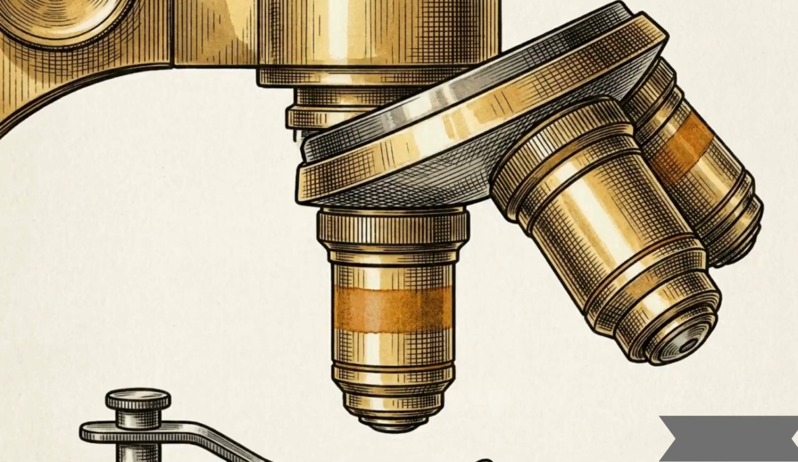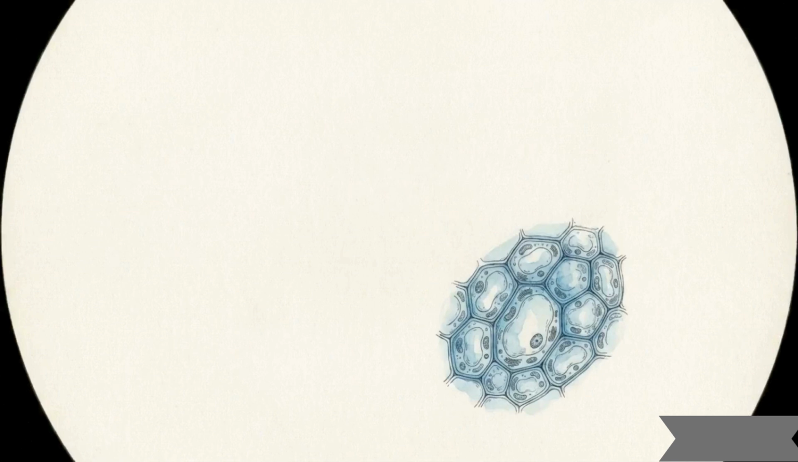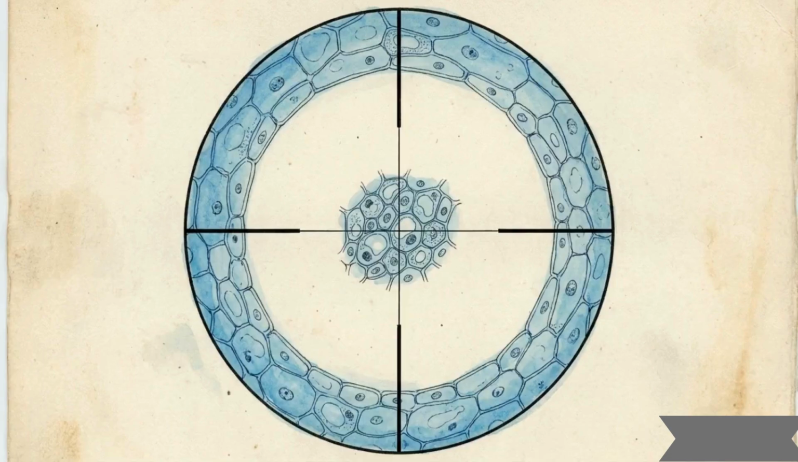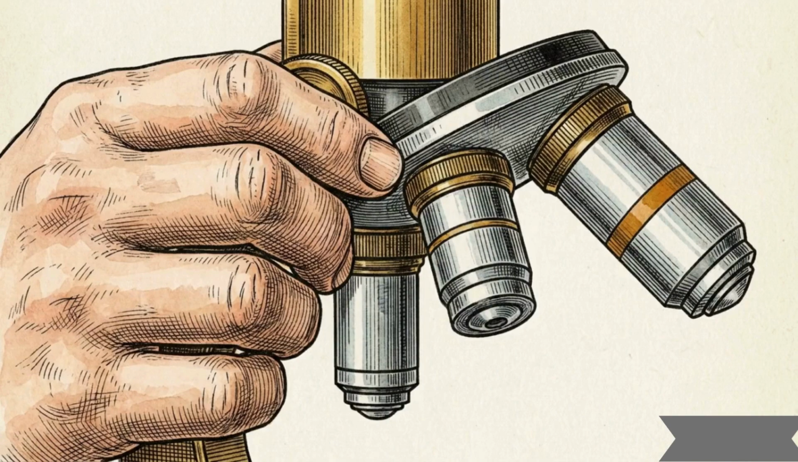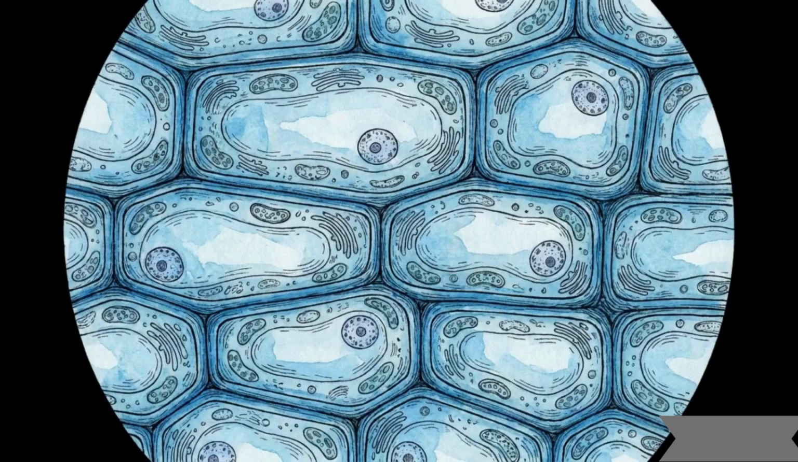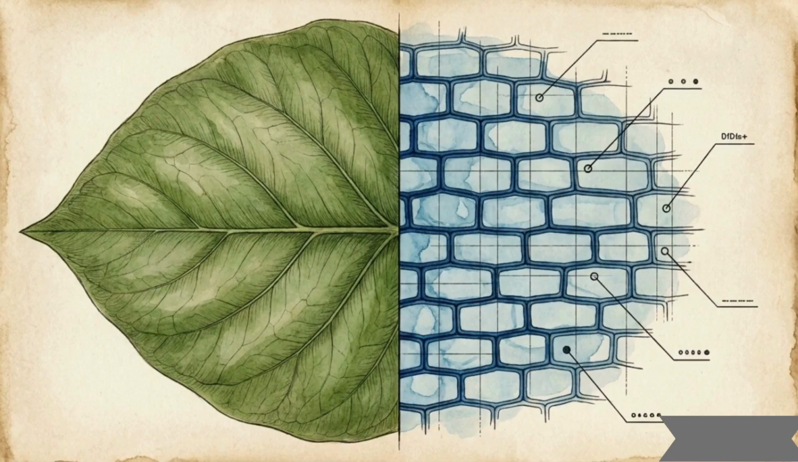Following a strict protocol, we always begin on low power. This wide field of vision makes it easier to locate the specimen and establish its position before moving closer. After centering the target, we switch to medium power. This magnification reveals the individual cellular boundaries that were previously hidden. Through correct slide preparation and progressive lens adjustments, an invisible sample becomes a structured cellular landscape.